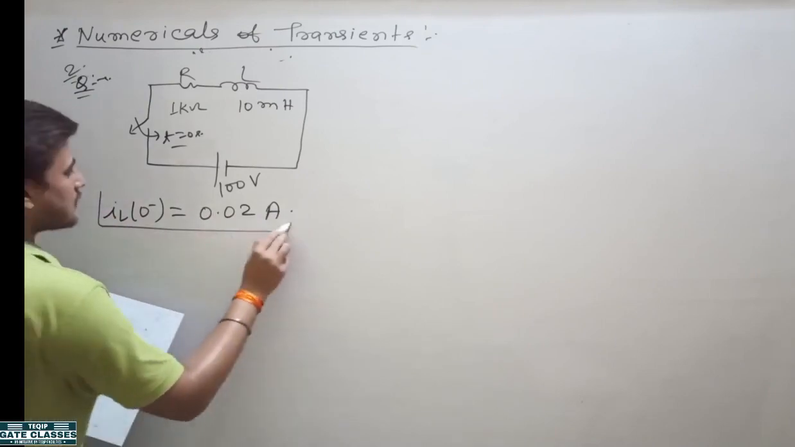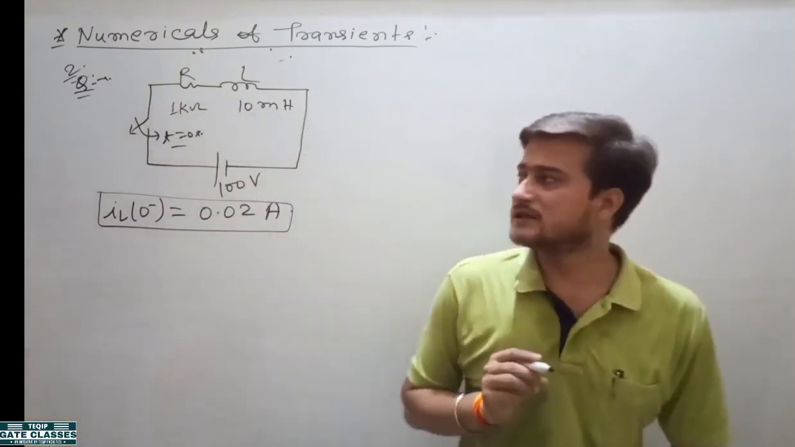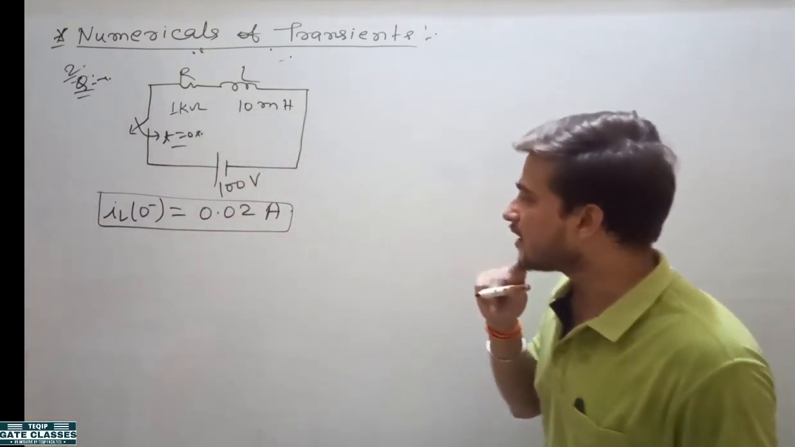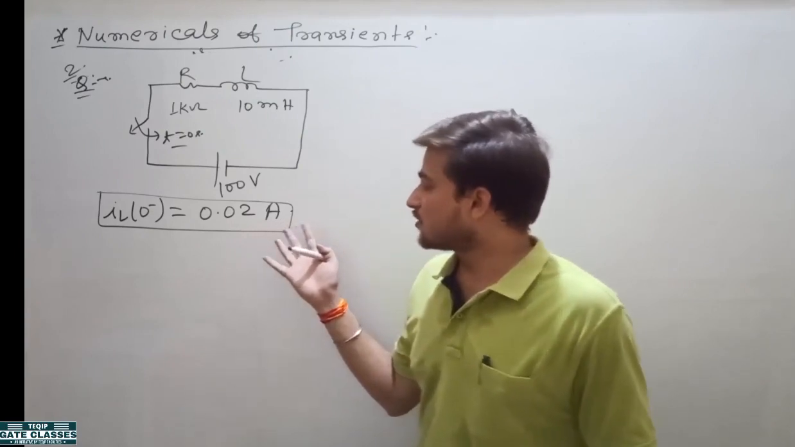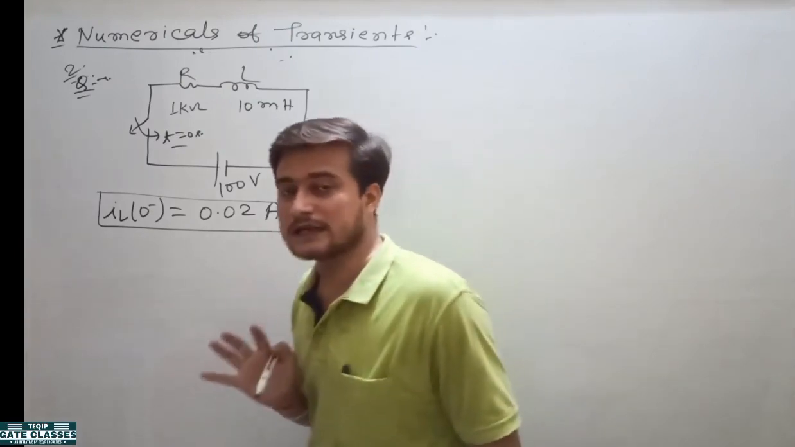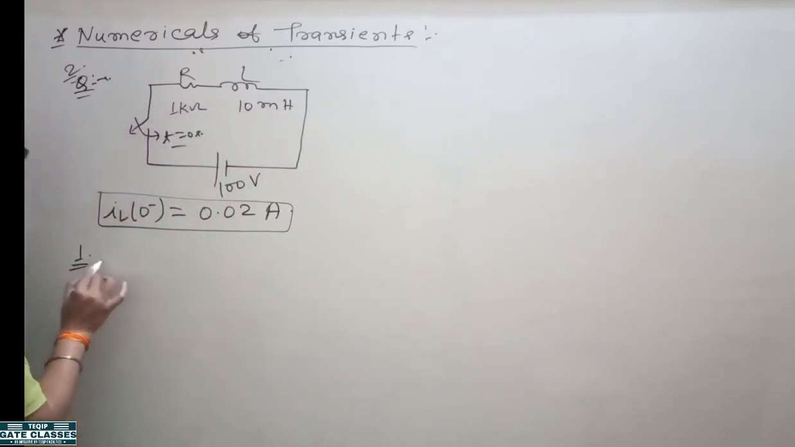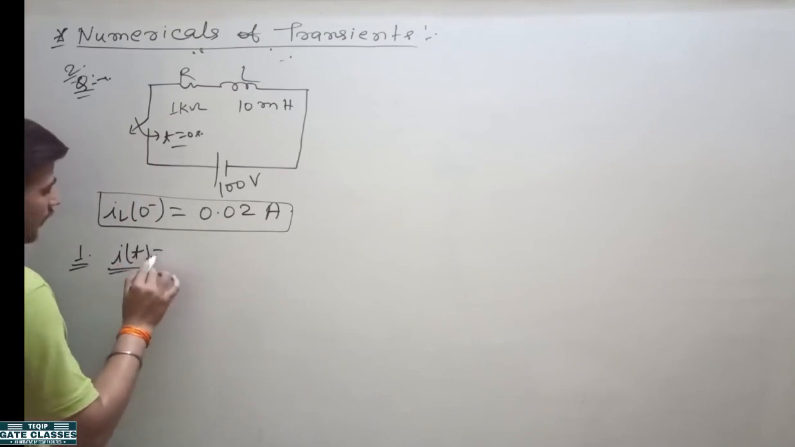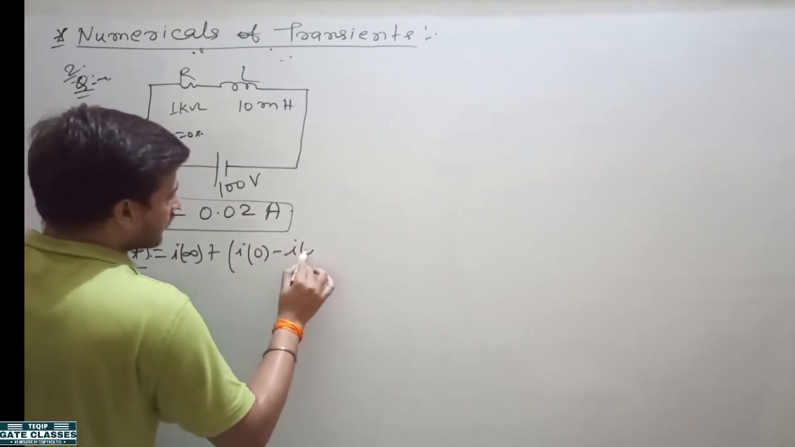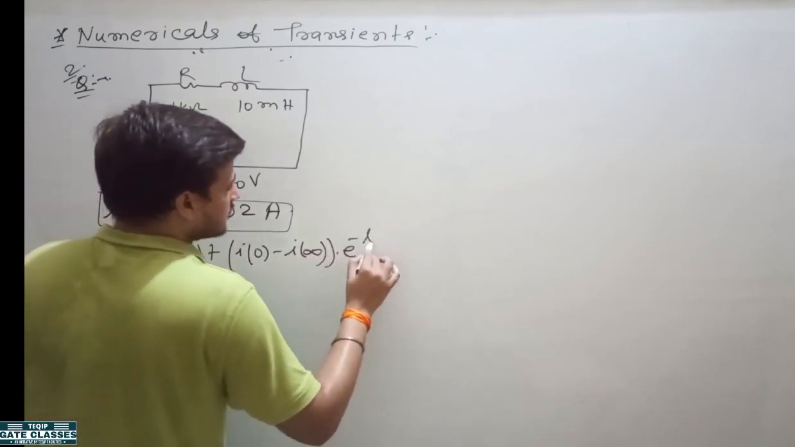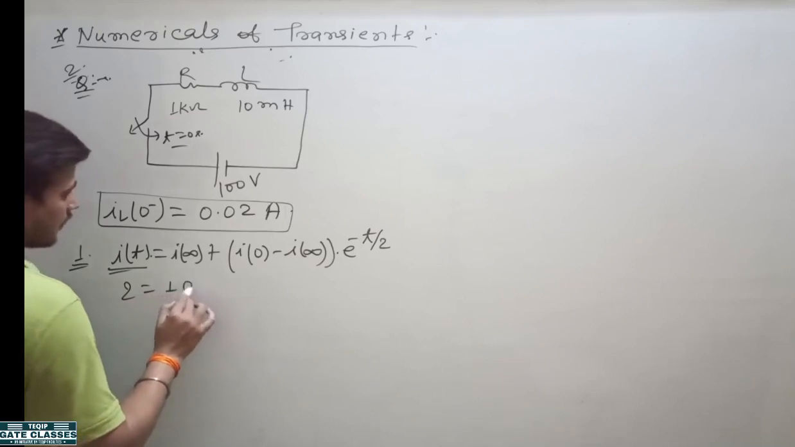IL 0 minus is given to you. That means initially before closing the switch, inductor was carrying some energy and it was carrying some current of 0.02 ampere. Clear? So now this is the question of the circuit having some initial condition. So how to solve this question? Again, first part is we have to write the expression for current IT. It will be equal to I infinity plus I0 minus I infinity into e to the power minus t by tau. Again, time constant tau is nothing but 10 microsecond.